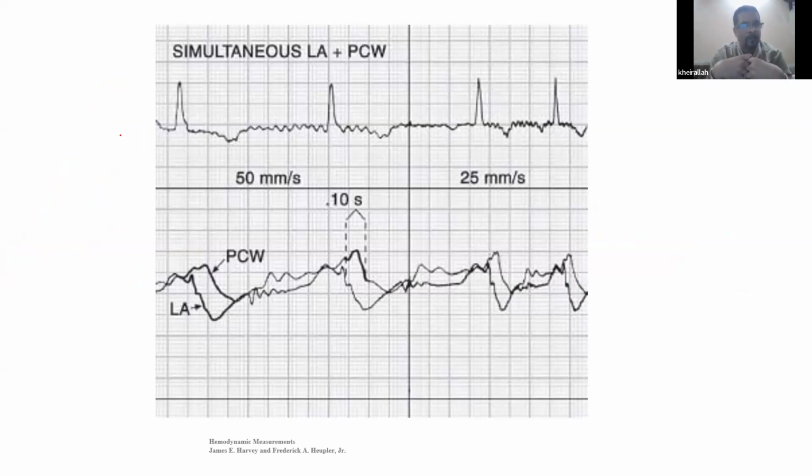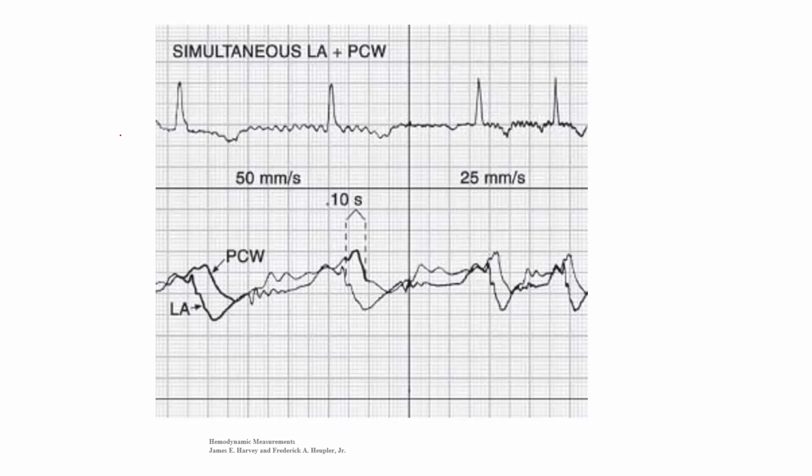Okay, how do we measure the LA pressure? We measure it by a direct LA catheter. We can have an LA catheter or we can have a wedge catheter. So what is the difference between the two? Of course, more commonly we get LA pressure hemodynamics from the wedge than from the LA catheter.